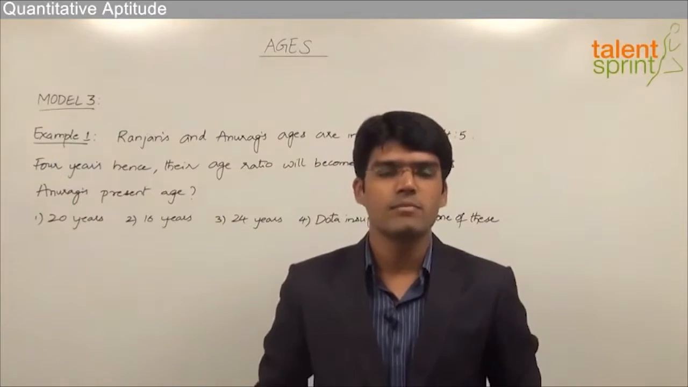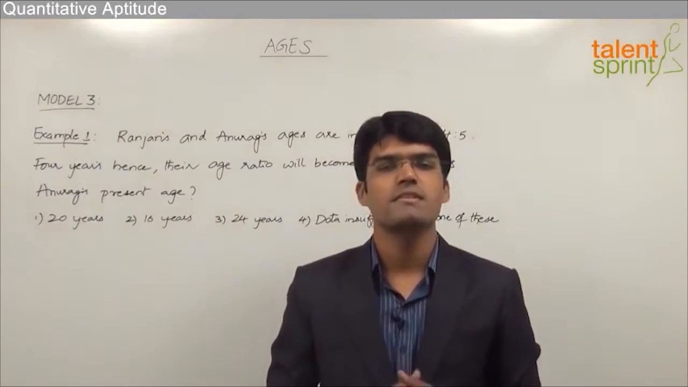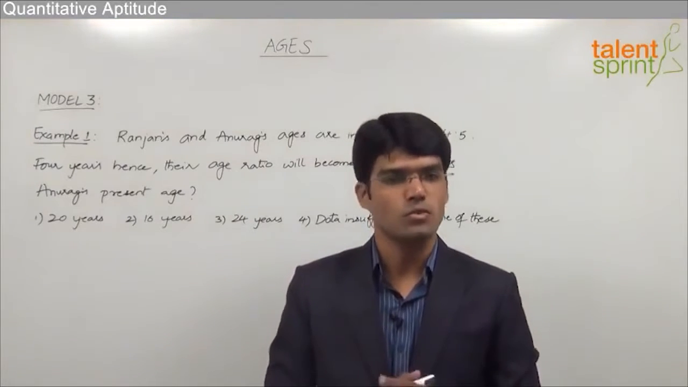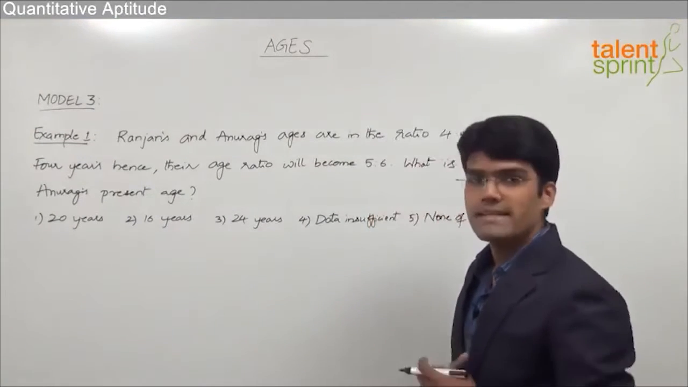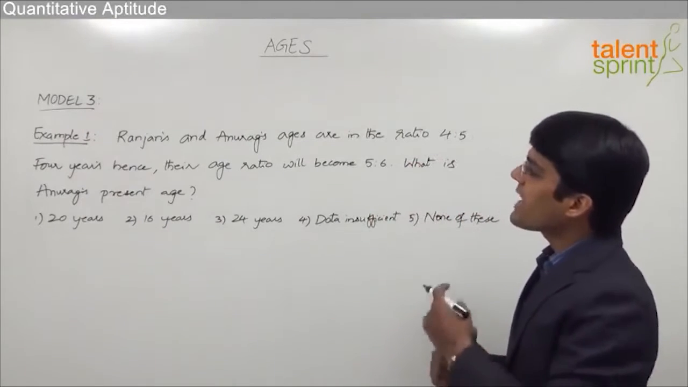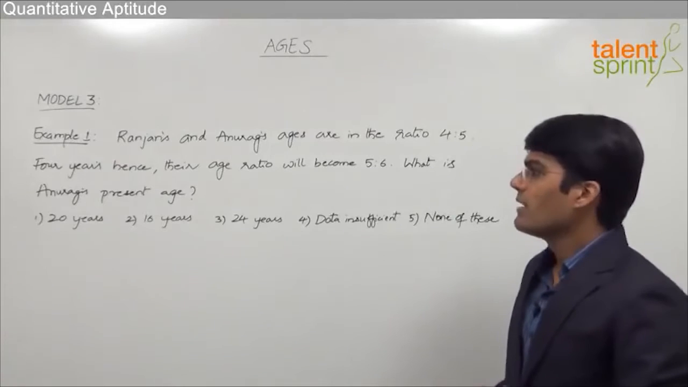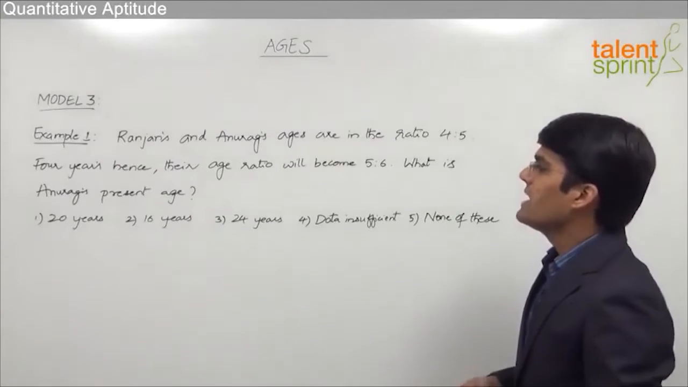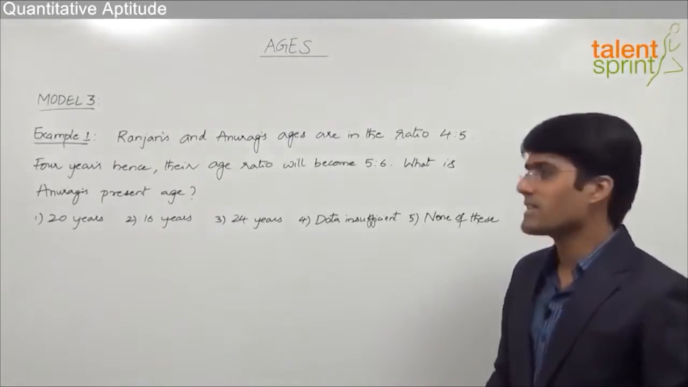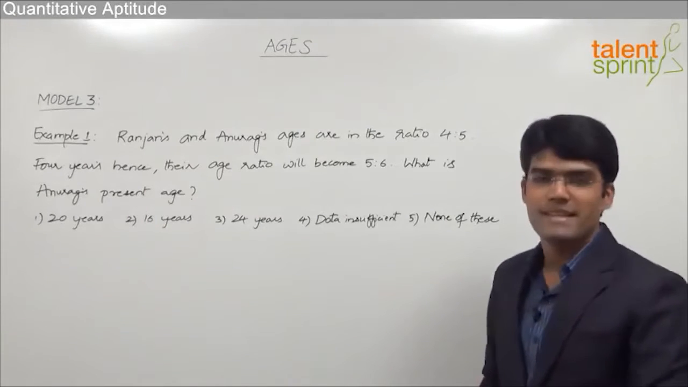Let us now take the third model from ages, where the question is based on the ratio of the ages of two persons. Let us look at the example. Ranjan's and Anurag's ages are in the ratio 4:5. 4 years hence, their age ratio will become 5:6. What is Anurag's present age?